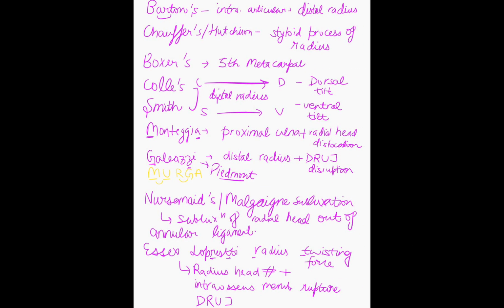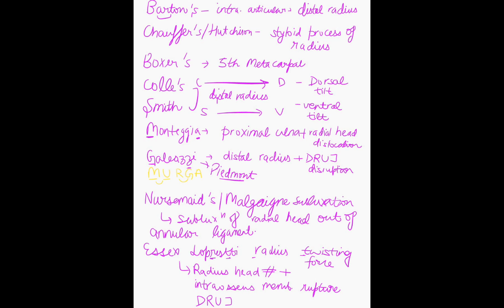Then next we have Monteggia and Galeazzi. How will we remember? By the mnemonic MURGA, Murga. So Monteggia is linked with the ulna and Galeazzi is linked with the radius fracture. Monteggia is proximal ulna plus radial head dislocation. That is, the radial head is dislocated in relation to the proximal ulna. So proximal ulna plus radial head dislocation.